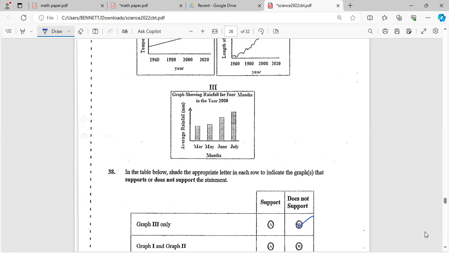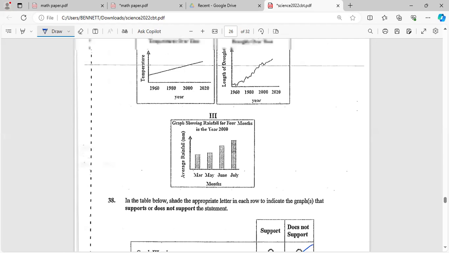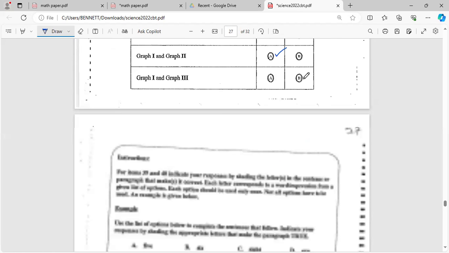All right, graph 1 and 2, definitely A. That's supported, right? You can see temperature going up and the length of drought increases. And graph 1 and 3, let's check it. So the temperature will go up with that one. It has to be B because of graph 3. Alright, so that's B.